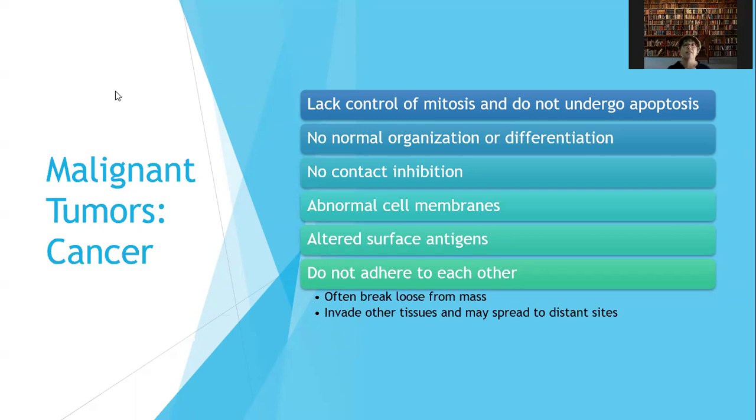There's no contact inhibition. Usually our cells, like your liver, don't normally grow into other areas of your body. There's contact inhibition for other areas, but malignant tumors, the cells go, nope, I'm going anywhere I want. You have abnormal cell membranes. You have altered surface antigens, so the body recognizes them differently. And the cells don't adhere to each other, so a cell can break loose from the mass and go off and invade other tissues and spread to distant sites. So that's a big problem because now you have another tumor, you have abnormal cells in other areas of your body.